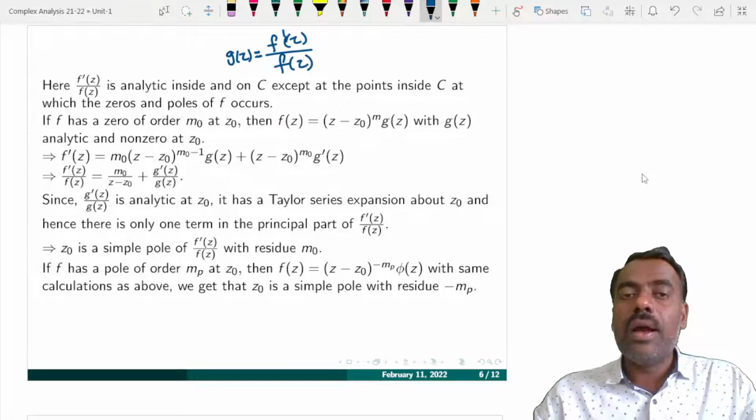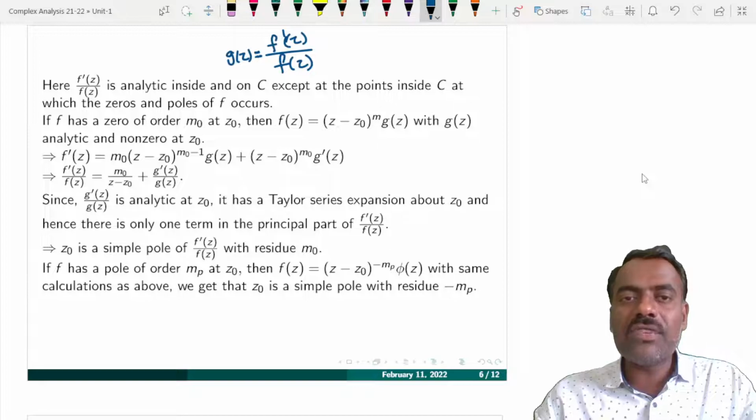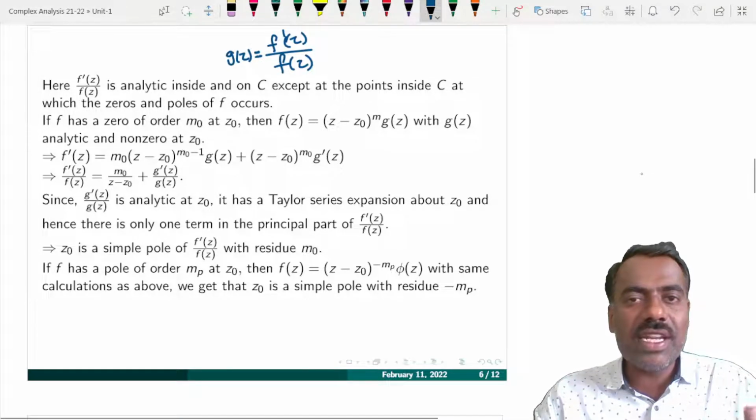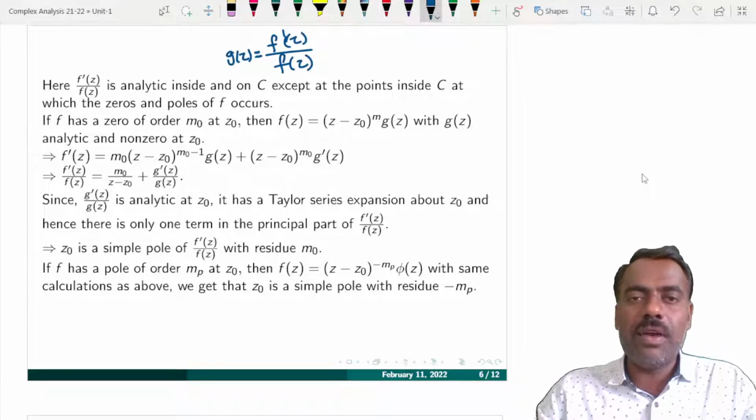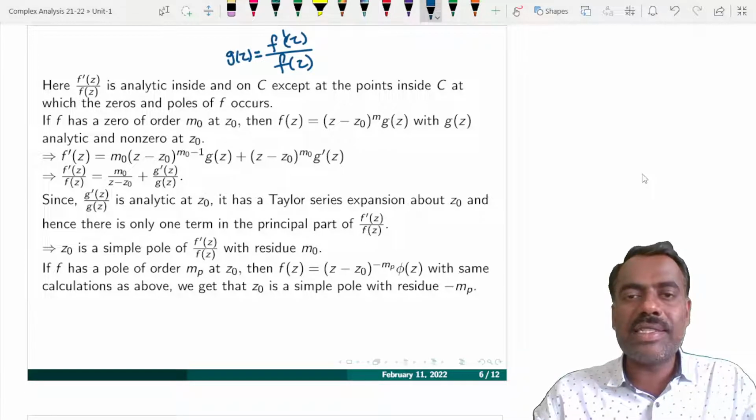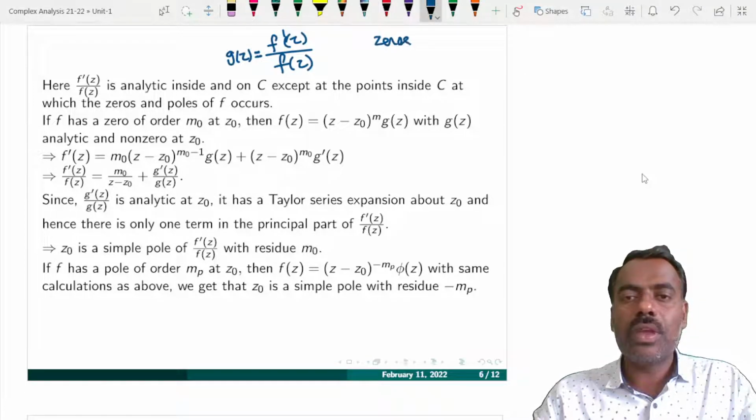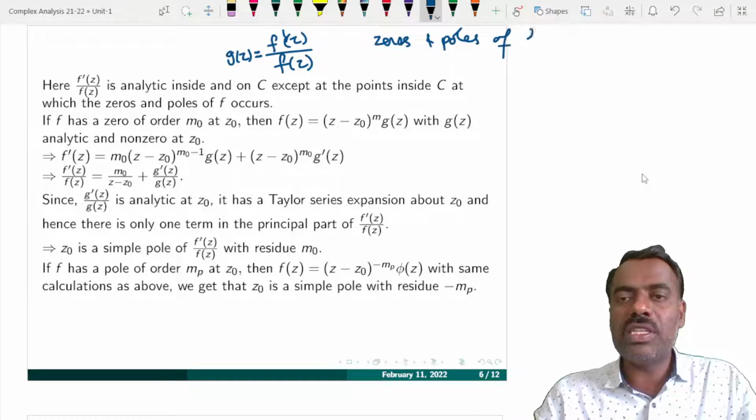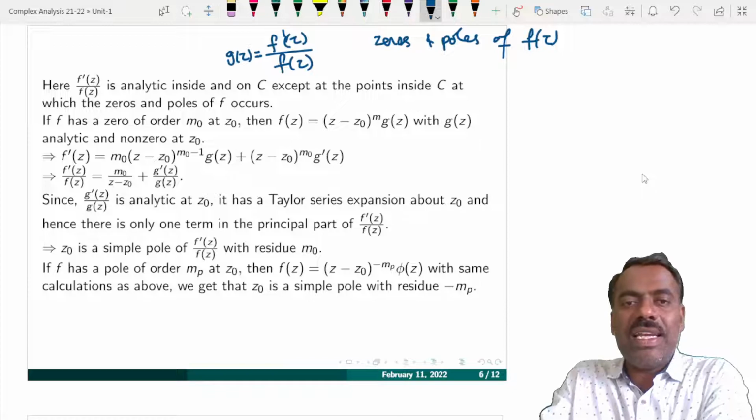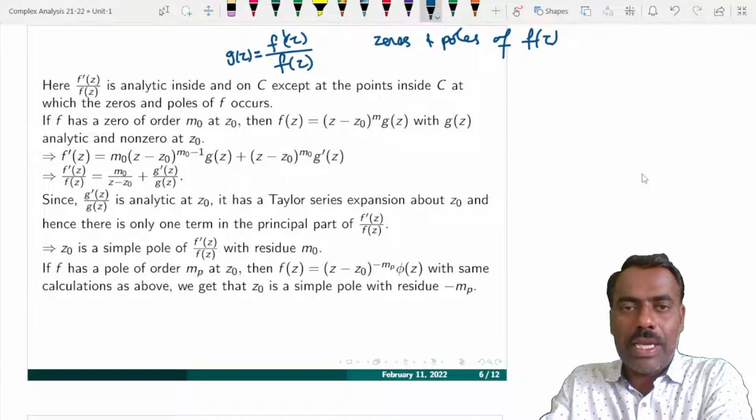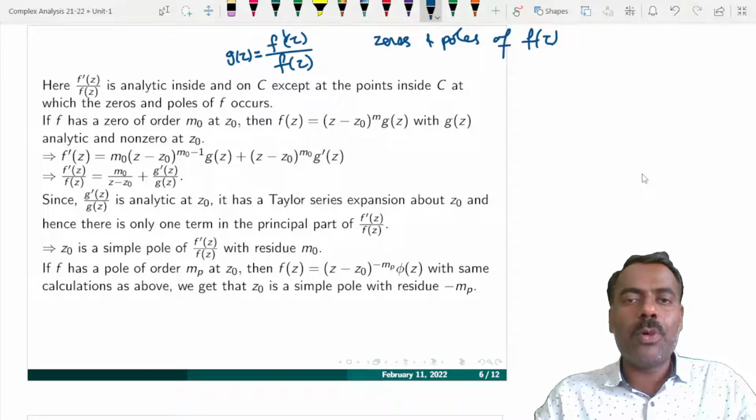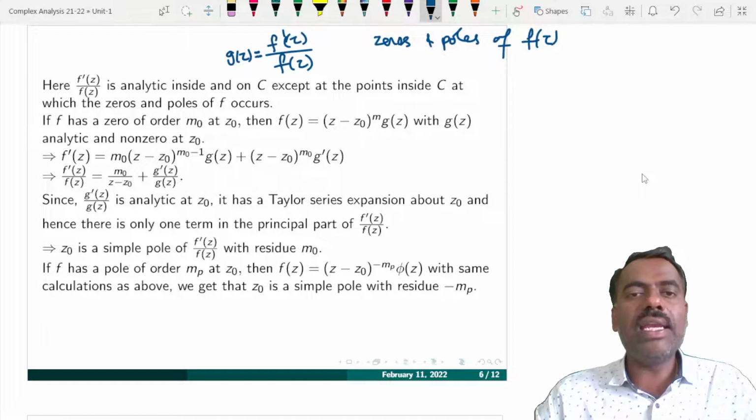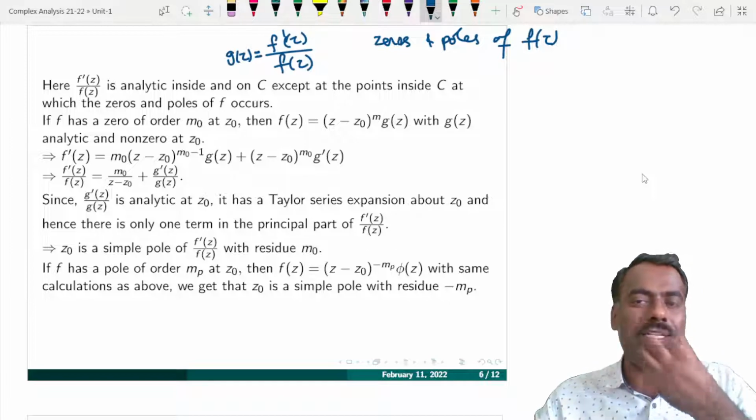Where is g not analytic? Wherever f has zeros, at those places g is not analytic, and also wherever f dash of z does not exist. If f dash of z does not exist, that means singularities happen. So this function f dash of z upon f of z is analytic except at zeros and poles of f of z. So g of z is not analytic wherever f of z has zeros, and g of z is not differentiable wherever f dash of z is not defined, right? That is the reason f dash of z upon f of z is analytic except at zeros and poles of f of z. Okay, fine.